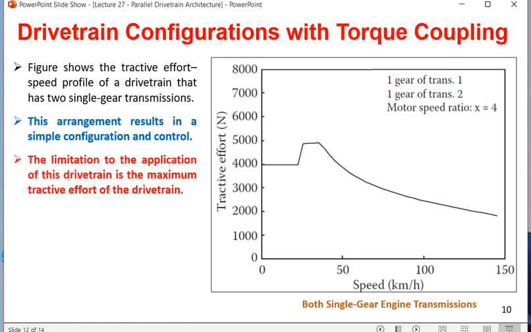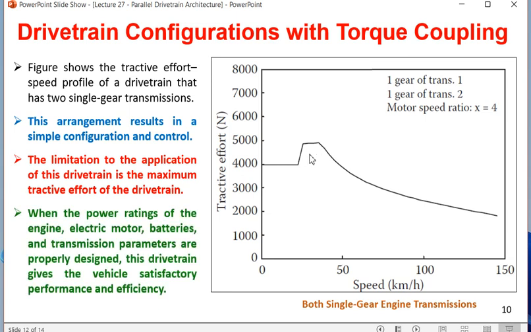This is the advantage of one gear transmission 1 and one gear transmission 2, or both single gear engine transmission with motor speed ratio x equal to 4. You are finding maximum speed is around 160. That means maximum base speed is around 160 by 4, that is around 40 km per hour. What is the advantage of this? In both transmissions only first gear is taken, so this is a very simple kind of arrangement. The limitation of this drivetrain is the maximum tractive effort. As I told you, the highest tractive effort is less, around 5 kN.